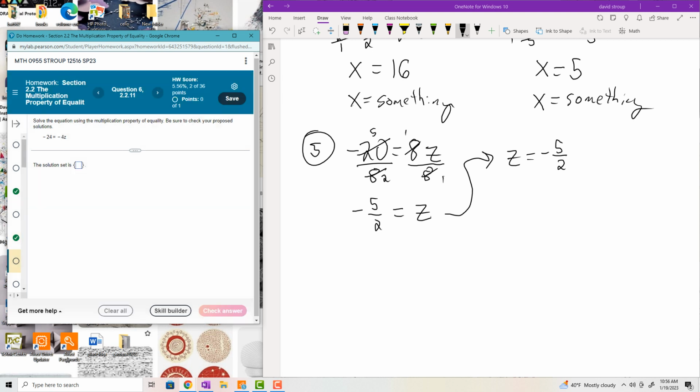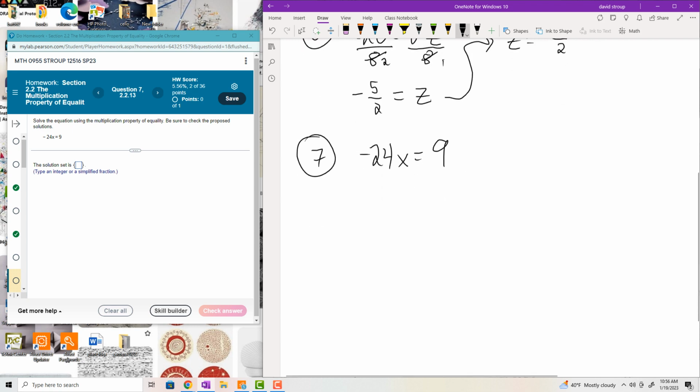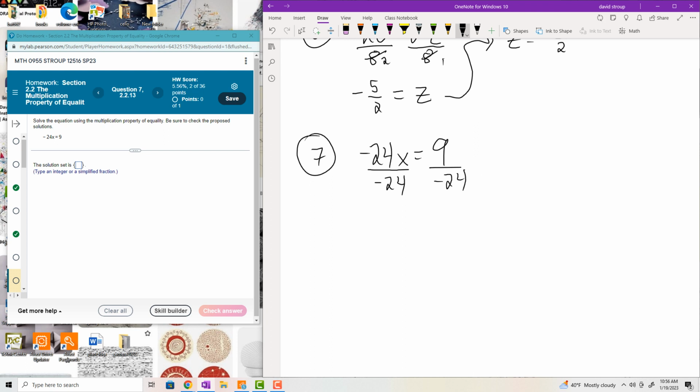Okay, let's see if we can find another one. Just kind of scrolling through here. Negative 24. Oh, sure, let's try this one. It's number 7. We got negative 24x equals 9. So again, I want to get x equals something. So what do I do in this case? I'm just going to divide by whatever's in front of x, the whole thing, including the negative.